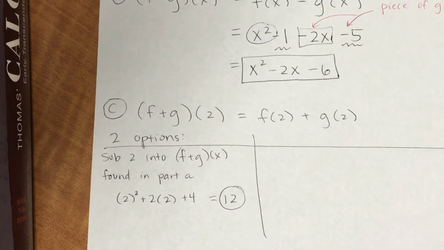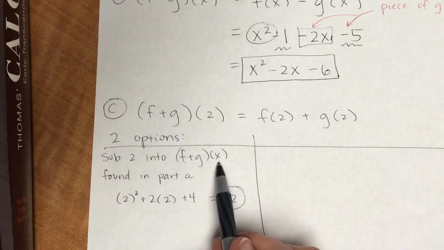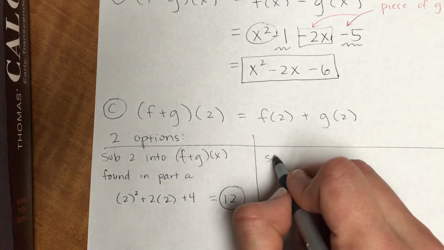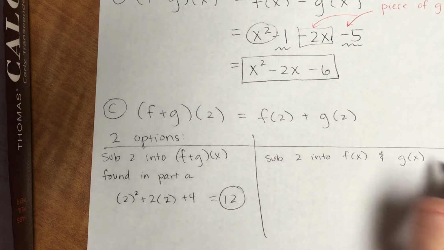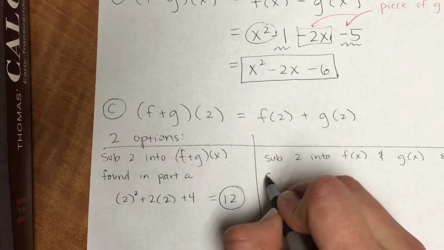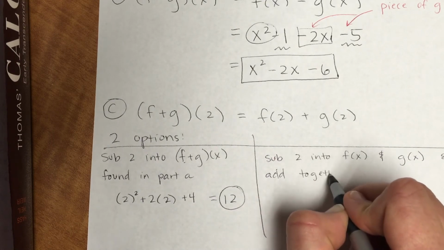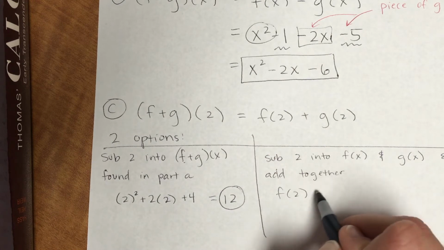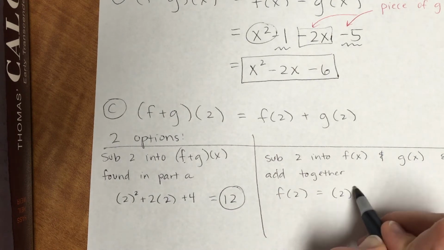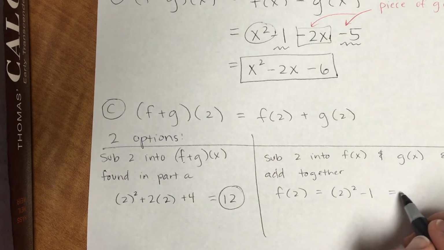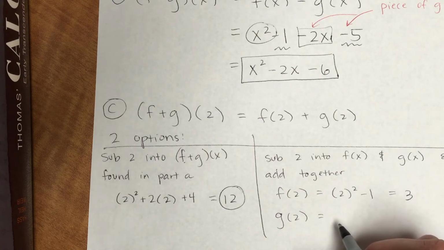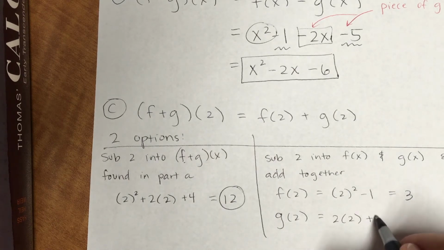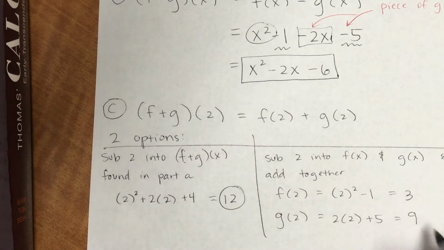Or if you don't already know what f plus g of x is, sometimes that's the long route, and it's easier to just sub 2 into f and sub 2 into g and then add together. So you kind of do it in pieces. If I plug a 2 into f, f is x squared minus 1. So 2 squared minus 1, 4 minus 1 is 3. If I plug a 2 into g, 2 times 2 plus 5, g was 2x plus 5. That is 4 plus 5 is 9, and now 3 plus 9 is 12.